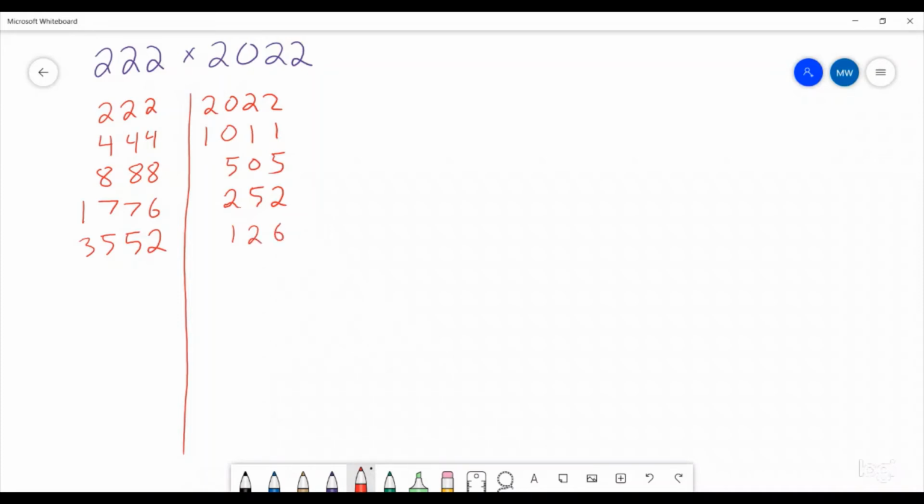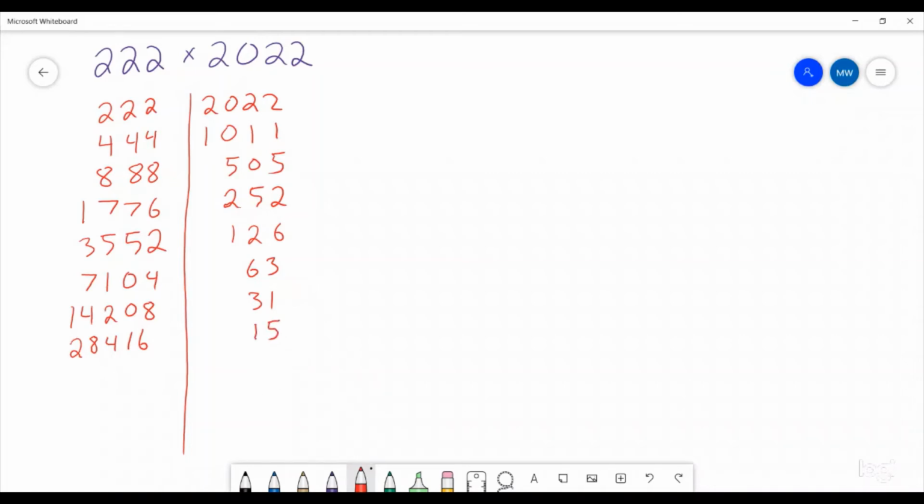Let's see, 3552, that's 7,104. 126 divided by 2, that's going to be 63. Let's see, then we got 14,208. 63 divided by 2, that's going to be a 31. Let's see, then we got 28,416. 31 divided by 2, that gives us 15.